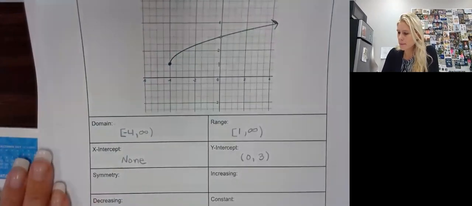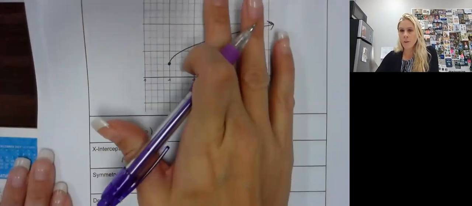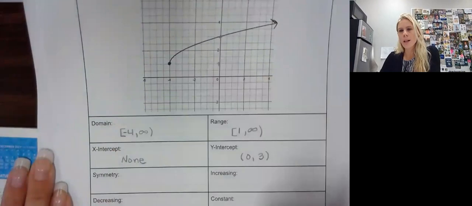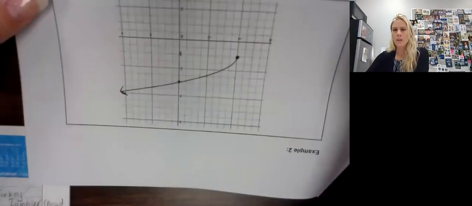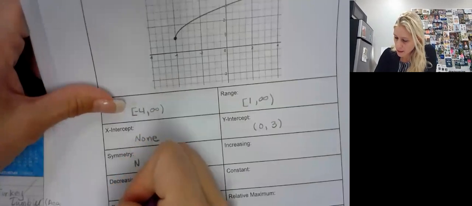All right, symmetry. Well, if I reflected it over, if I folded it at the y-axis, does it land on itself? No. And if I turn my paper 180 degrees, do I get the same graph? No. So that means this is neither.